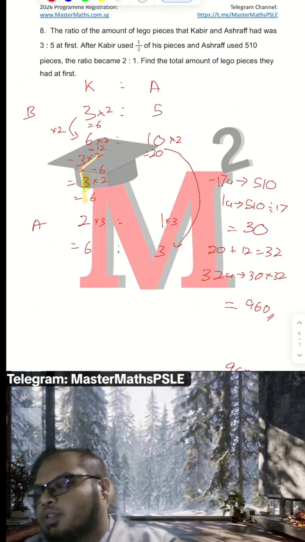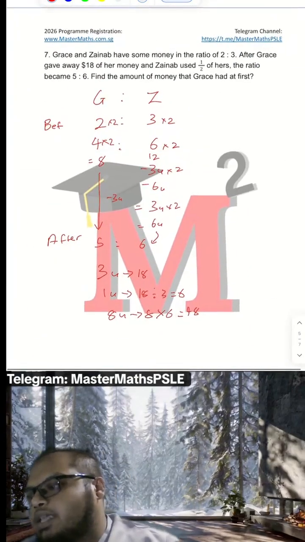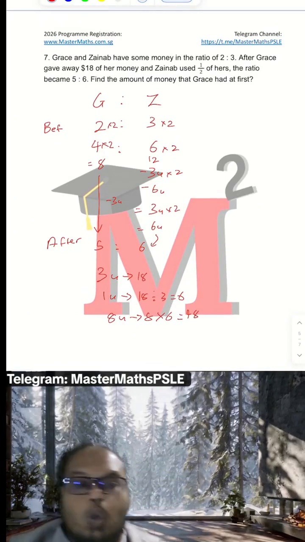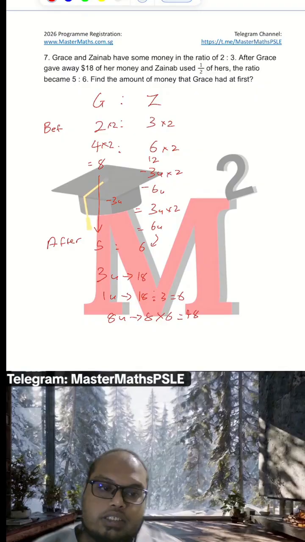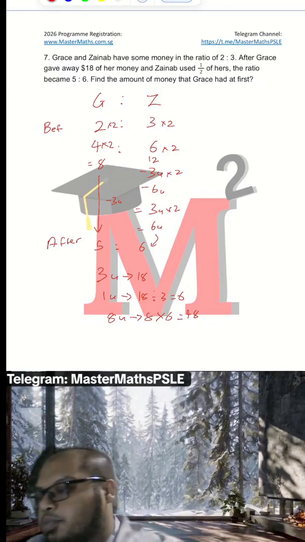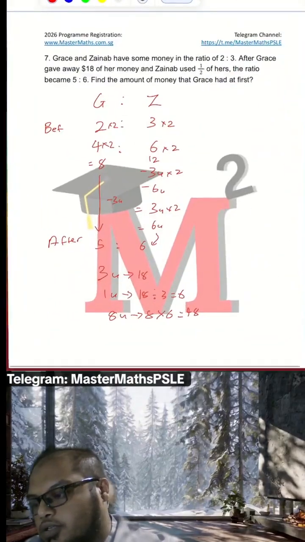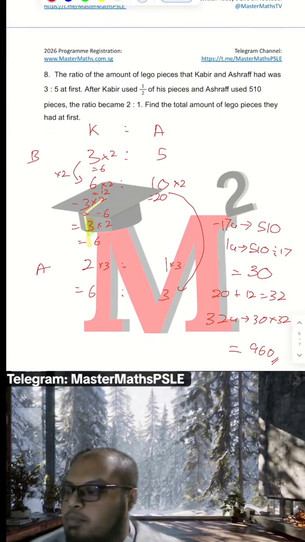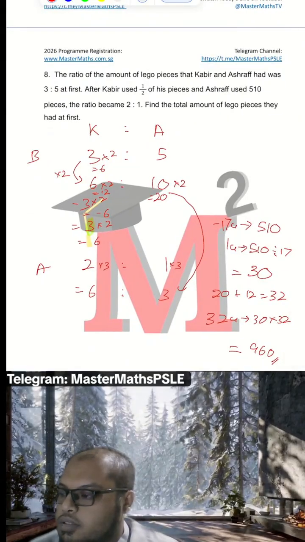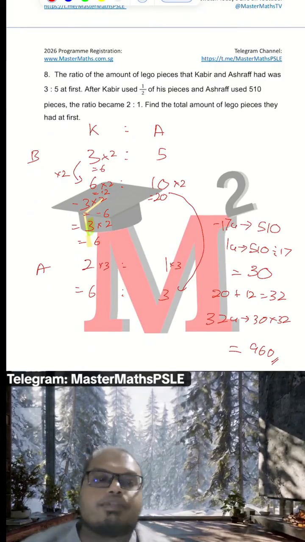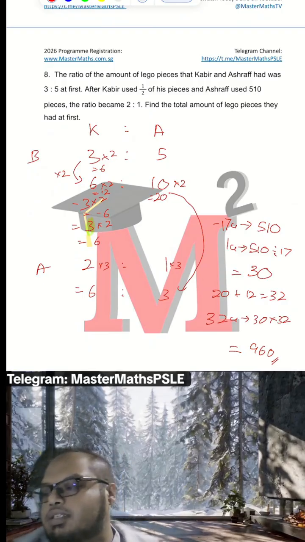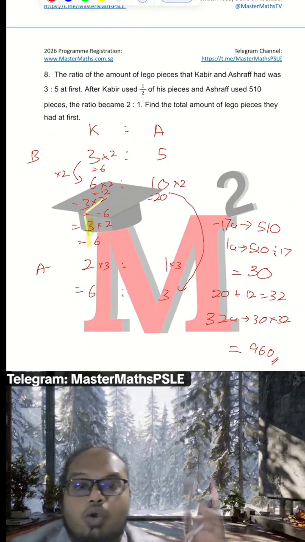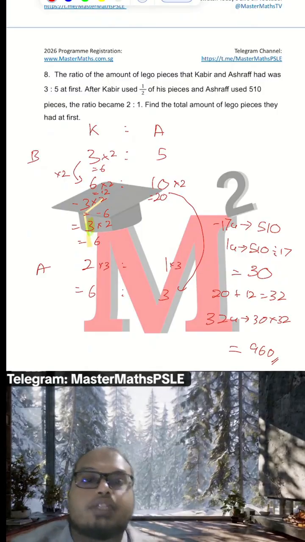Okay. Now let's go to question 7. Question 7 is almost similar. Why is there an A and a B? Oh, before and after. The B stands for the ratio before. The A stands for the ratio after.